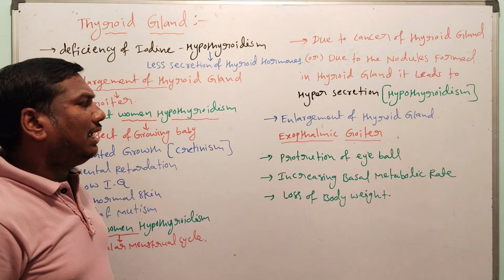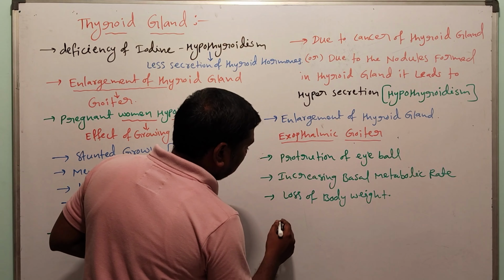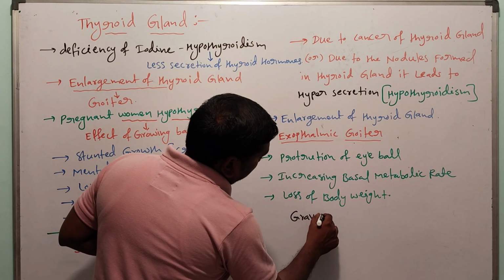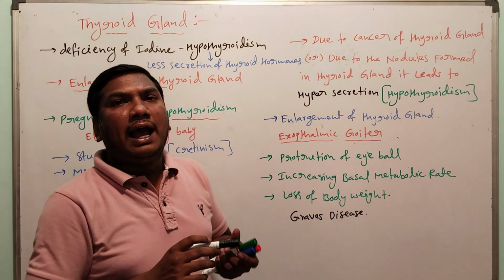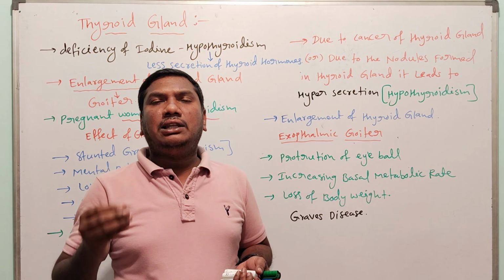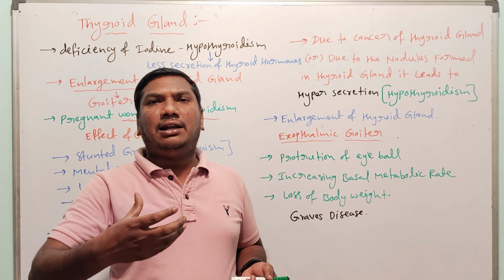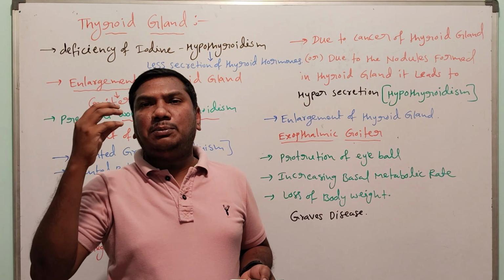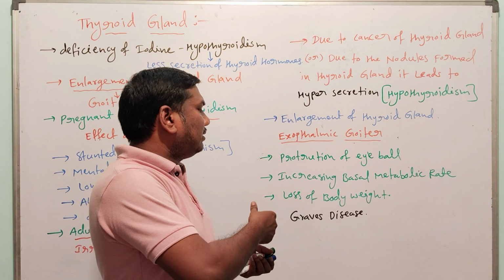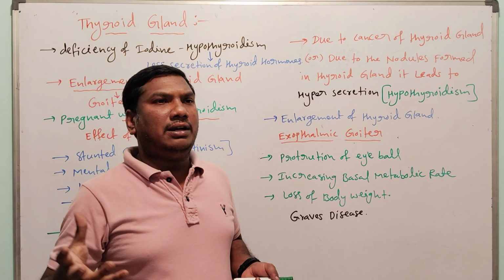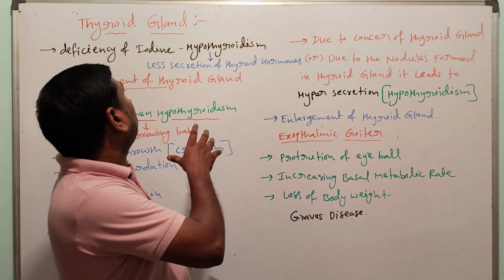This is also called Graves' disease. So the hypersecretion causes exophthalmic goiter, which means enlargement of the thyroid gland. Next one is protrusion of the eyeballs. Next, increased basal metabolic rate. Next, loss of body weight. These conditions are also called Graves' disease. So these are the thyroid gland disorders.